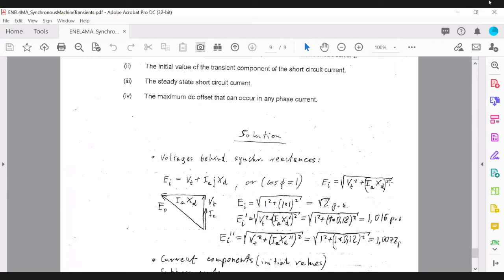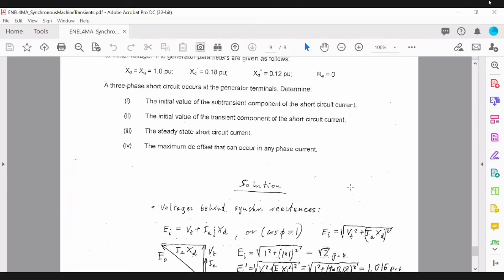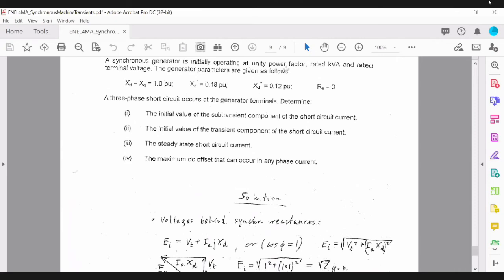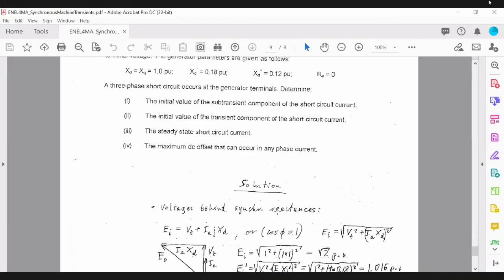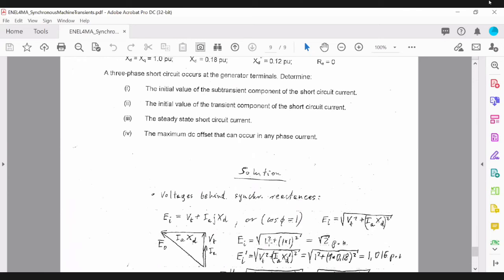Okay, so as we looked at the data provided in the question, it's unity power factor and it's operating at rated power and terminal voltage, and that will give you a rated current of 1 per unit. So all these values here, if you enter them in the equation, you'll have 1 per unit for the voltage, 1 for the current, and XT, as you can see, is also 1 there. So when you substitute here, you'll end up with 1 plus 1, which is 2, and that's square root of 2 per unit for EI.